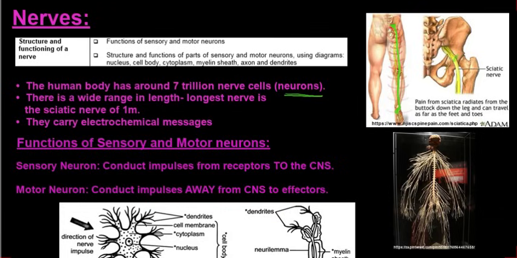Nerves use electrochemical messages to communicate. Electro meaning electrical, so the impulses that are generated, and then chemical has to do with the synapses, where they use neurotransmitters, some chemical compounds, but we'll look at that a bit later on.